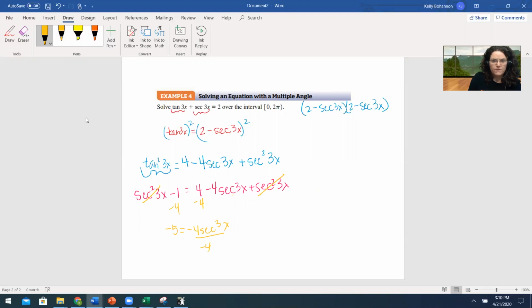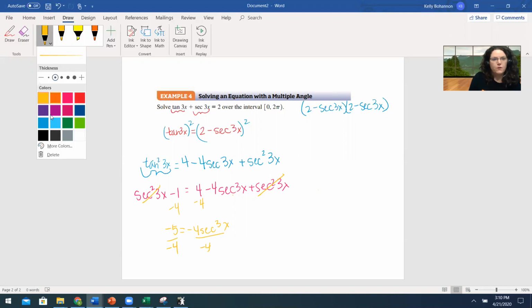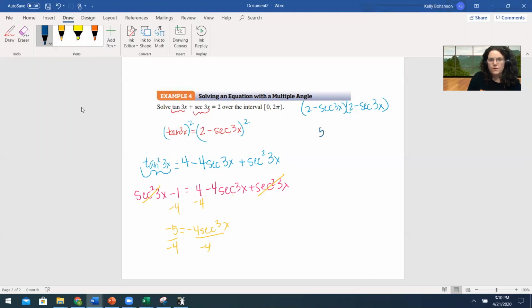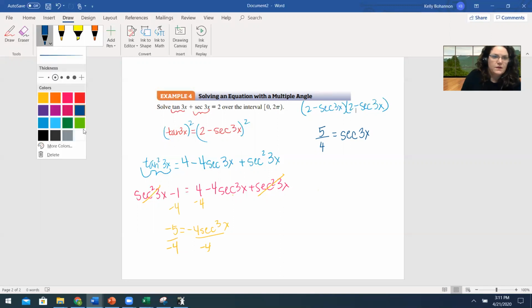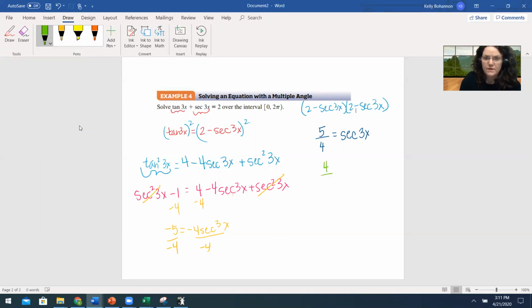Divide by negative 4. And that gives me 5/4 equals secant 3x. Now, right here, you would arc secant, but because this isn't on the unit circle, I'm going to have to use my calculator. So secant is the same thing as 1 over cosine, so I can flip this. So I'm going to make this 4/5 equals cosine 3x. And now I can arc cosine.